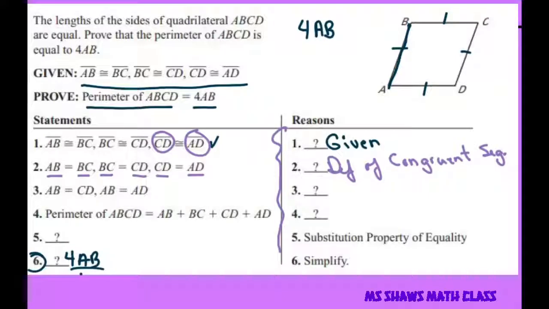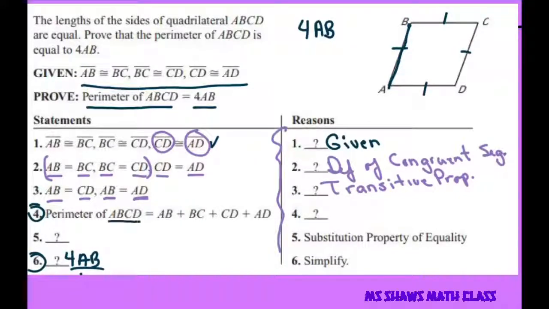Now, the next one says AB equals CD and AB equals AD. And that's the transitive property, because if we take this first part, then we get AB equals CD. And also because CD equals AD, we can say AB equals AD. So what is that called? That's transitive property of segments, line segments.